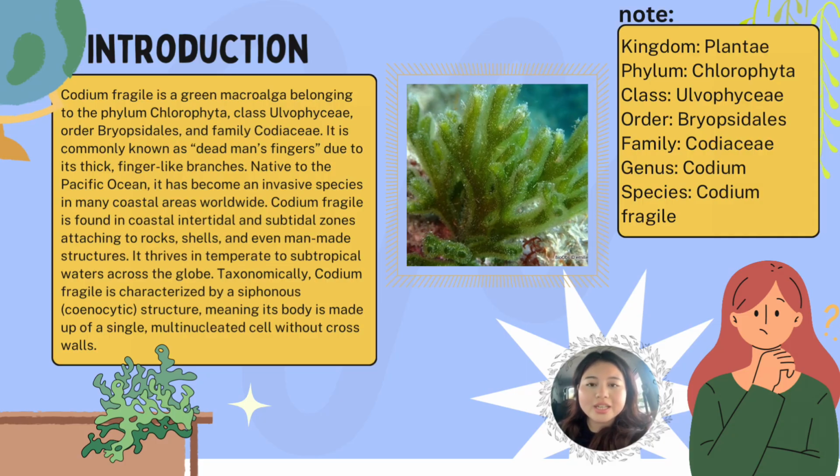Codium fragile is found in coastal, intertidal, and subtidal zones, attaching to rocks, shells, and even man-made structures. It thrives in temperate to subtropical waters across the globe. It is native to the Pacific Ocean, but has become an invasive species in many coastal areas worldwide. Codium fragile is characterized by a siphonous structure, meaning its body is made up of a single multinucleated cell without cross walls. Thank you. That is the introduction for Codium fragile.